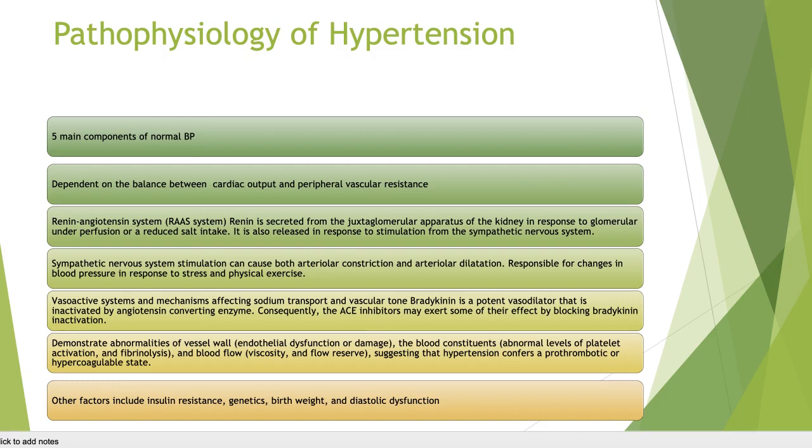So the pathophysiology of hypertension, there are 5 main components of normal blood pressure. It is very dependent on the balance between cardiac output and peripheral vascular resistance. We use the renin and angiotensin system, and you probably learned about this in your pathophysiology class. I'm not going to go through that in much detail here.